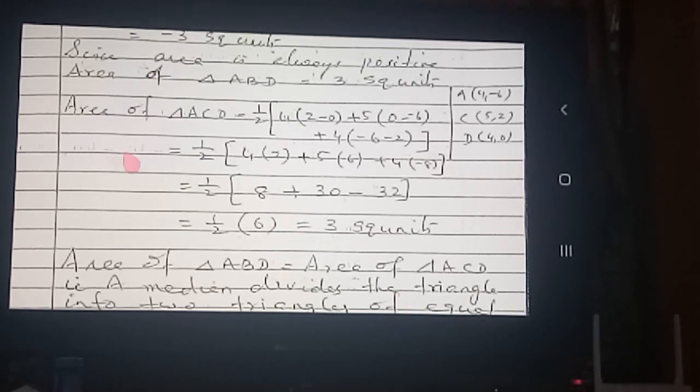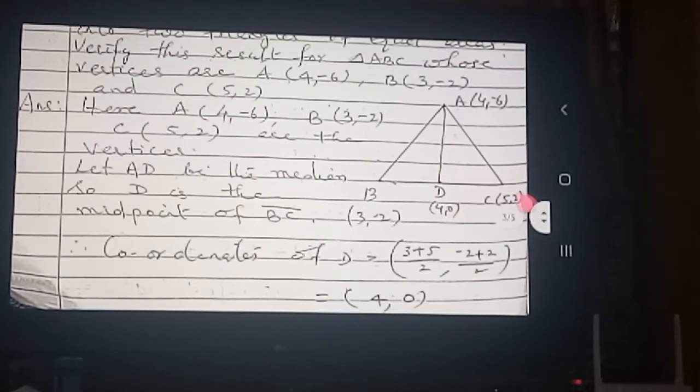3. Area of triangle ACD, you got how much? 3. The meaning is that area of triangle ABD and area of triangle ACD are equal. Therefore, what you can say, see once more the diagram. The median AD divides the main triangle into two other triangles whose areas you got equal.